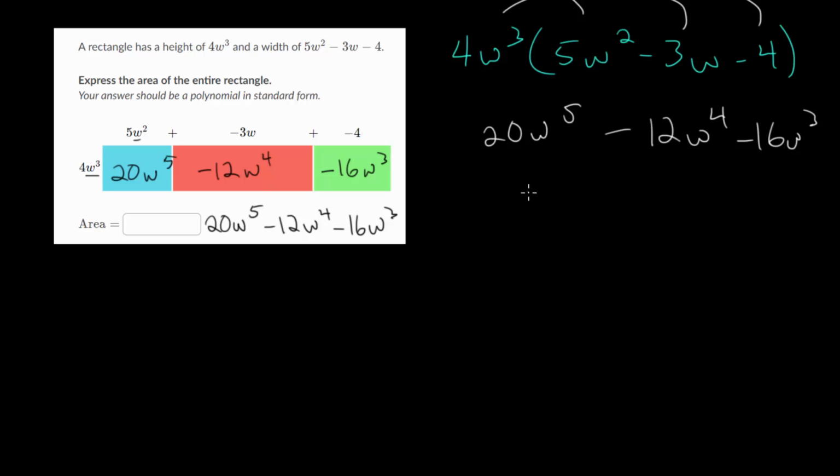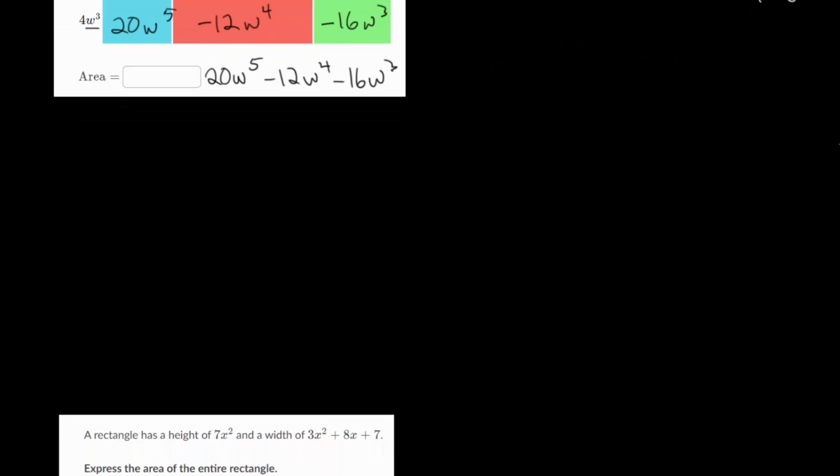But when you're first learning these, it's a good idea to check these by doing it a second way, by using distribution rather than using this box method. So let's do one final question here. And we are going to be multiplying this 7x squared by the polynomial 3x squared plus 8x plus 7. And again, we'll use this area model.